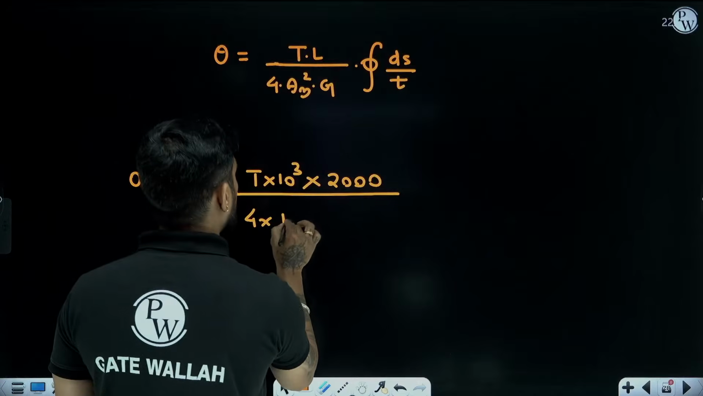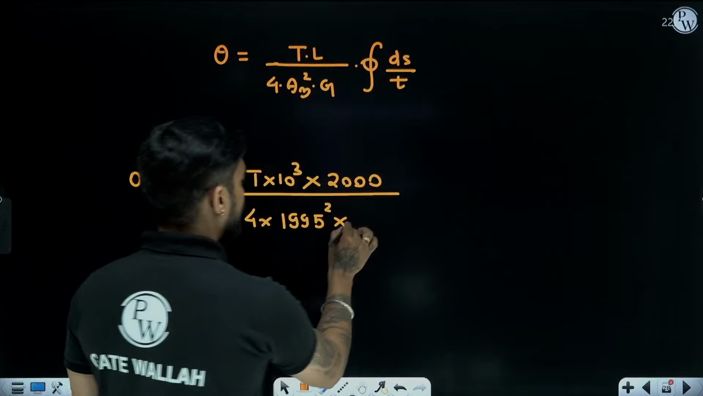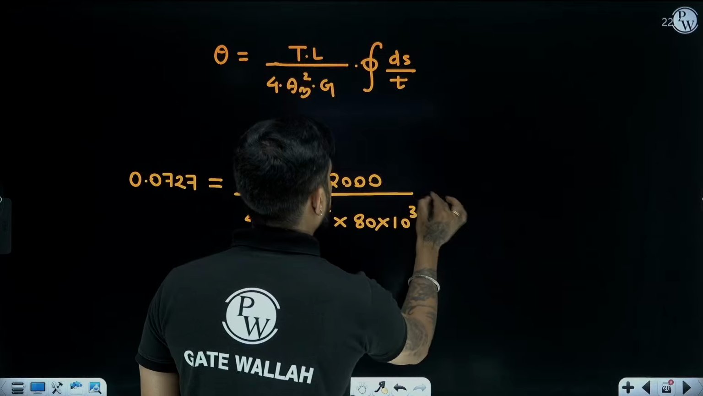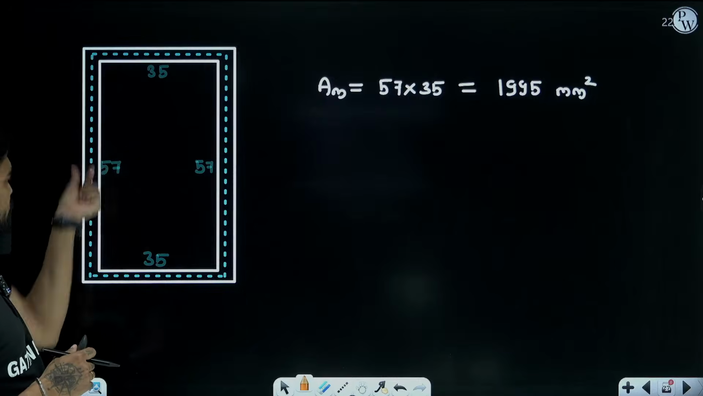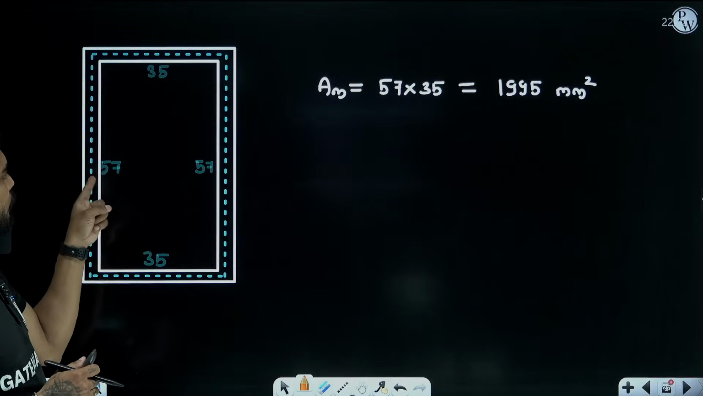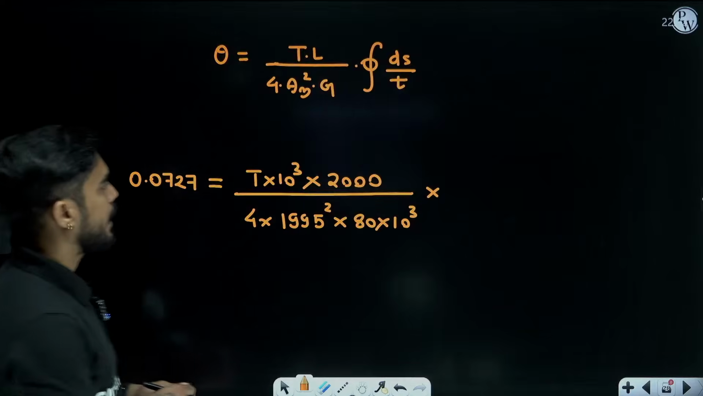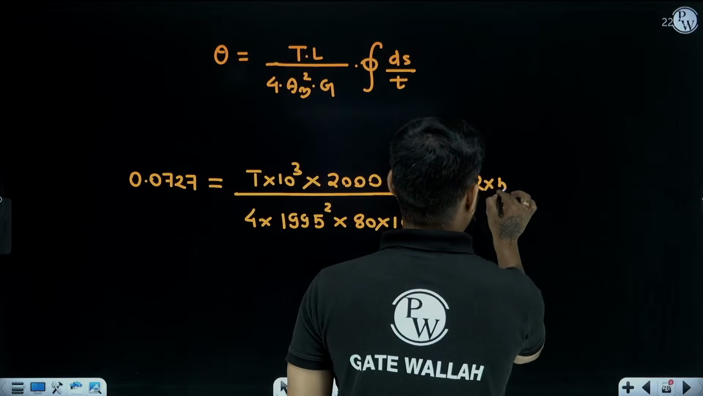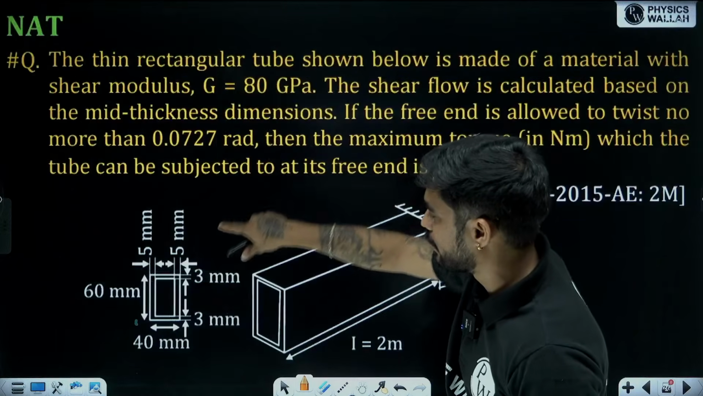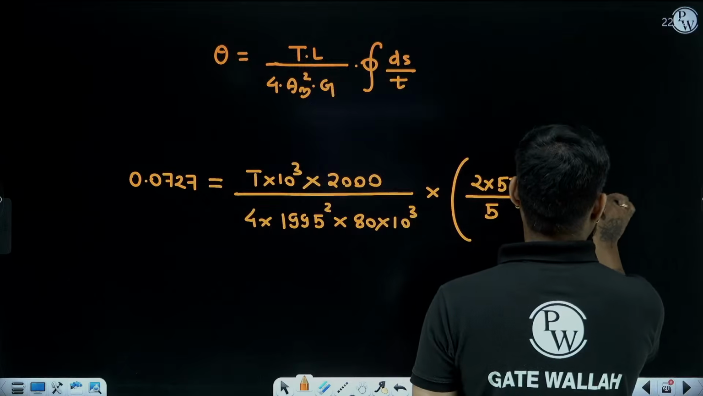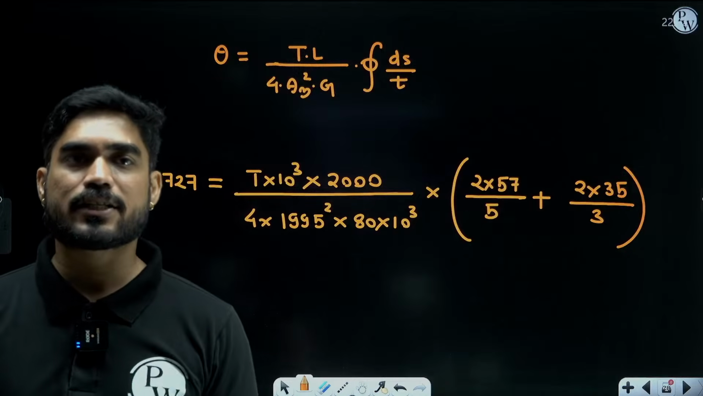Area enclosed by the center line is 1995. And what is modulus of rigidity? 80 gigapascal. So 80 into 10 to the power 3. Now summation ds by t. So understand how we are going to put. For these vertical lines, the length is 57 and the thickness is 5 mm, right? And we have two vertical lines. So 2 into 57 by 5. Then for horizontal lines, length is 35 and thickness is 3 mm. So 2 into 35, we have two horizontal lines, na? So this is going to be summation ds by t.